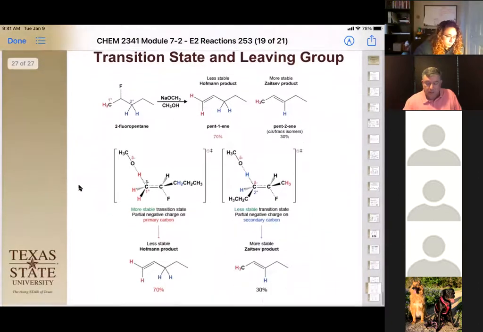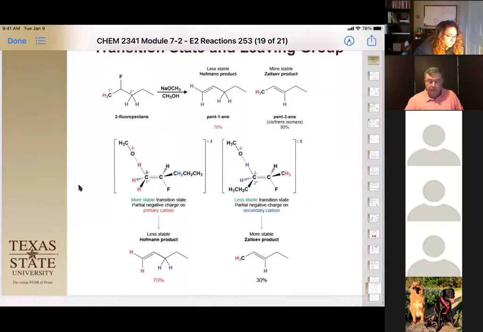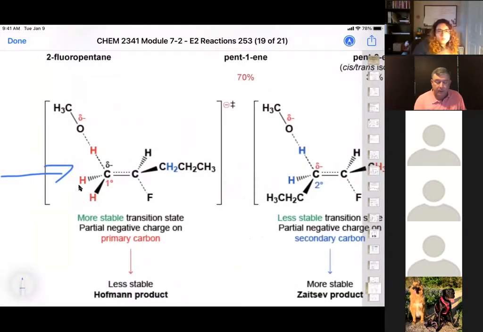Okay. So let's see what we have here. And this is showing you both of the pathways possible here. If we form the primary carbanion right here, we're going to end up with the more stable transition state, which gives us the less thermodynamically stable product, the Hofmann product.